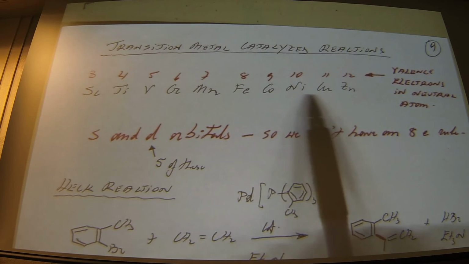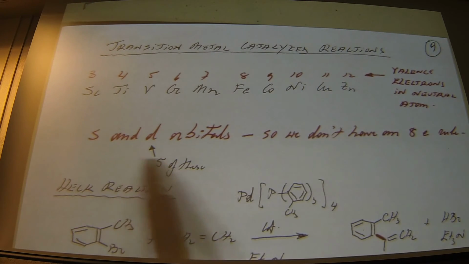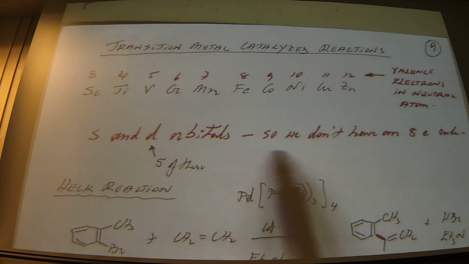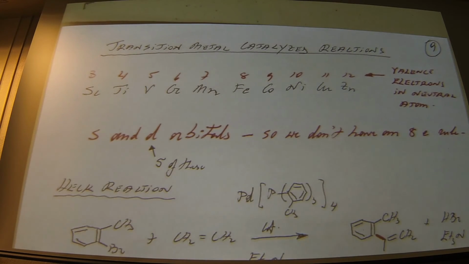These are metals. They all have d orbitals. We've got 5 d orbitals, so we don't have an 8-electron hole anymore. So remember that we have this 8-electron octet and all that. That goes out the window. Why? Well, because now we have additional orbitals to put electrons in. And so now we're going to see that we have something that's called the 18-electron rule.